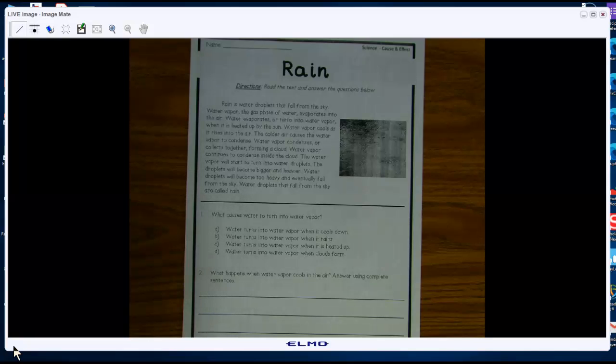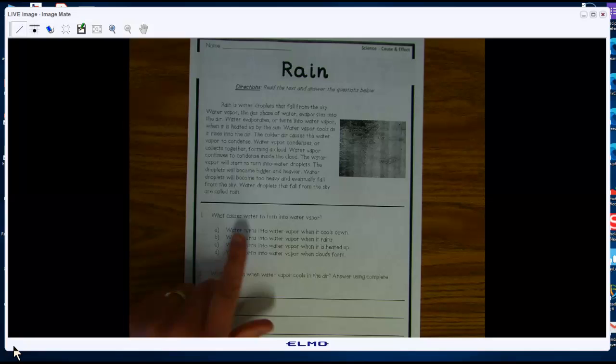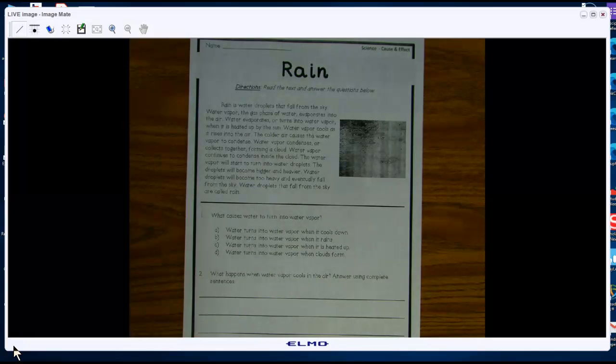The colder air causes the water vapor to condense. Water vapor condenses or collects together, forming a cloud. Water vapor continues to condense inside the cloud. The water vapor will start to turn into water droplets. The droplets will become bigger and heavier. Water droplets will become too heavy and eventually fall from the sky. Water droplets that fall from the sky are called rain. So what causes water to turn into water vapor?